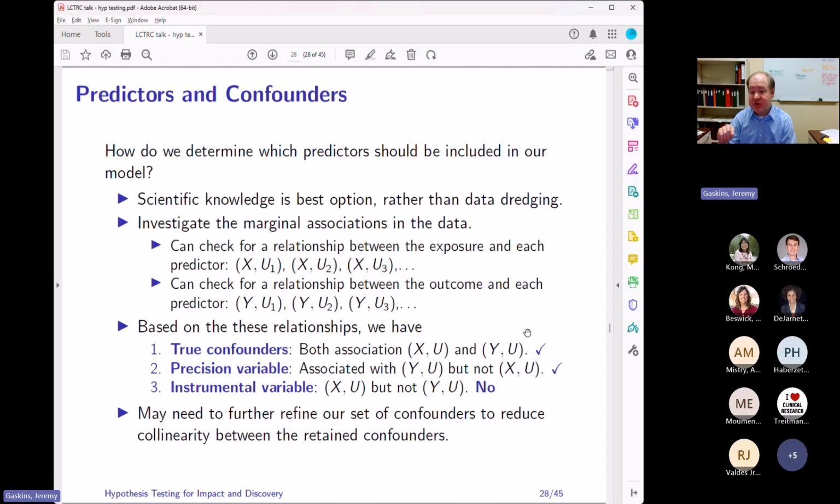If a variable is associated with the outcome but not associated with the exposure, that is still often useful to include in our model. Those are variables that will help explain away variability to increase our precision. If I have a variable that's associated with the exposure but not the outcome, generally speaking, I don't want to include it in my model. That is likely to decrease my precision and lower my power. And I may also need to further refine or reduce my set of confounders, because I don't want collinearity. What we mean by that is I don't want predictors that are capturing the same information.